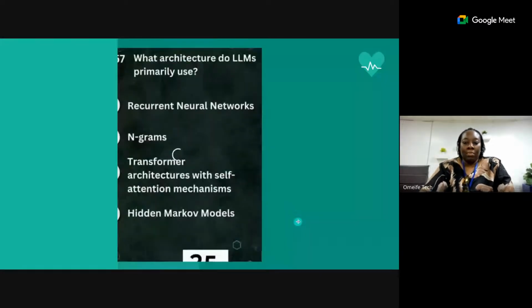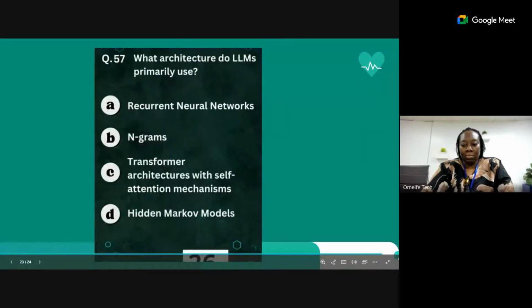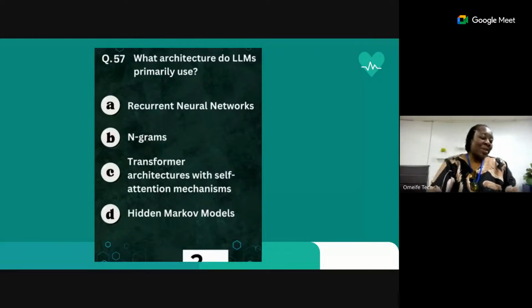What architecture do LLMs primarily use? Place your answer in comments or ask for the answer. Yes, everybody is getting the answer. That shows that you are listening attentively. So for the second question, what architecture do LLMs primarily use? So clap for yourselves, everyone. You all did wonderfully well.